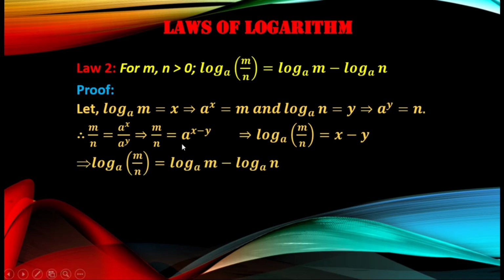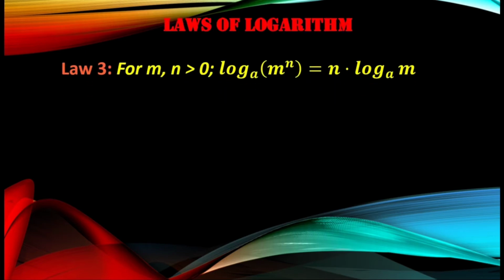So what is x and what is y? We have taken x to be log of m to the base a and y is log of n to the base a. So log of m divided by n to the base a is equal to log of m to the base a minus log of n to the base a. So that is the proof of the law which we stated right now. I hope it will get clearer when we solve the examples and when I give you more problems to solve on this particular topic.